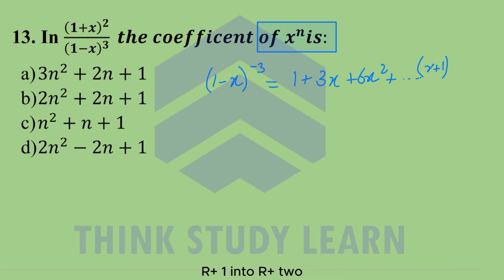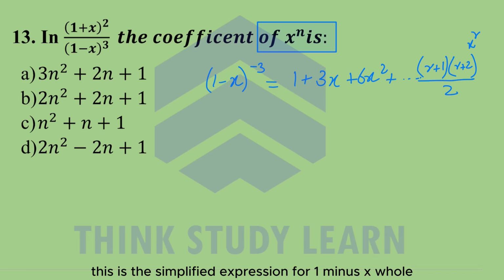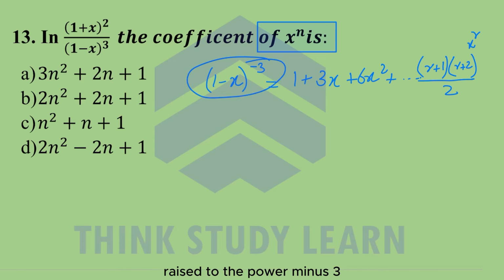(r plus 1)(r plus 2) divided by 2, with the coefficient of x raised to the power r. It gets multiplied, so I'll write it here. So this is the simplified expression for (1 minus x) whole raised to the power minus 3.